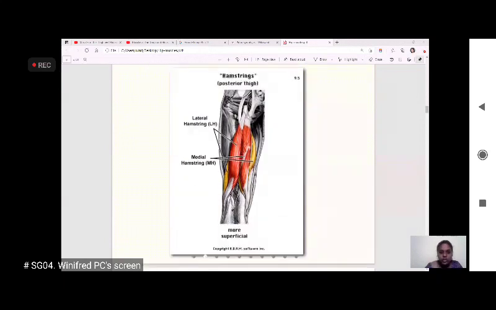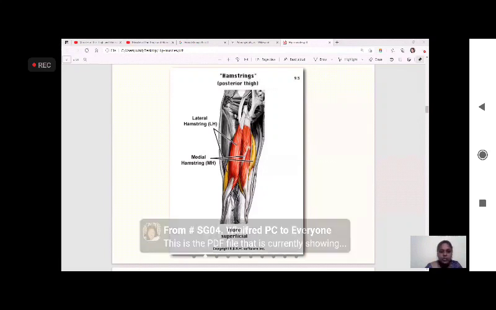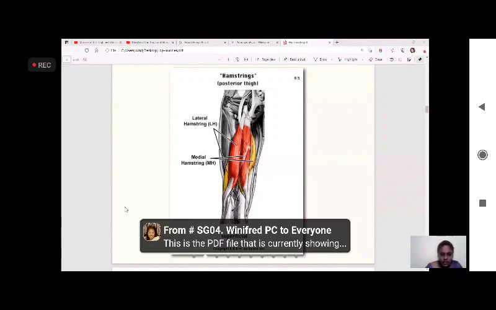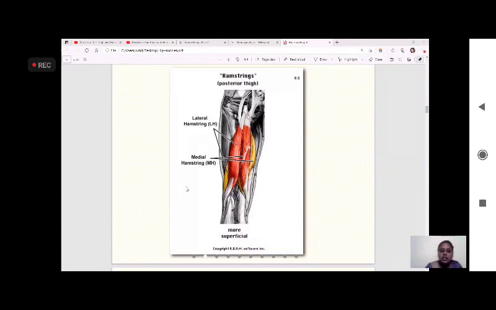Now we are seeing the posterior thigh muscles. Those are the hamstrings: biceps femoris, semitendinosus and semimembranosus. These three together form the hamstring group. Next.